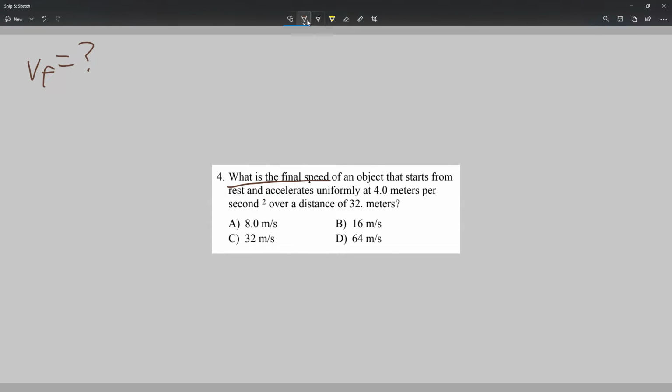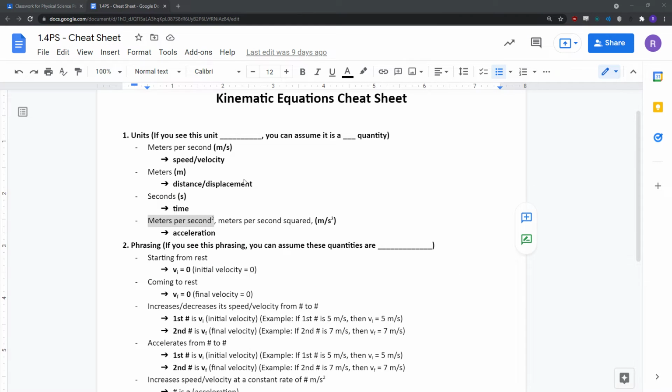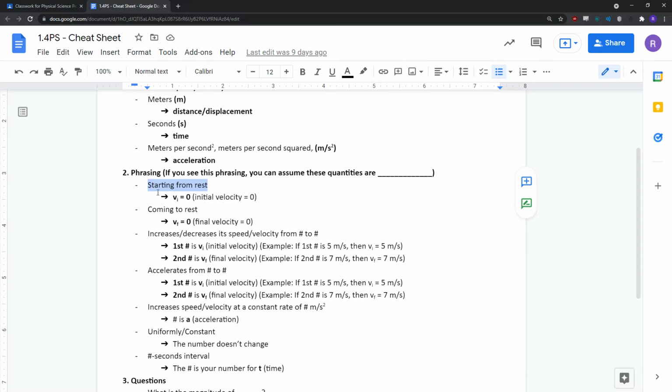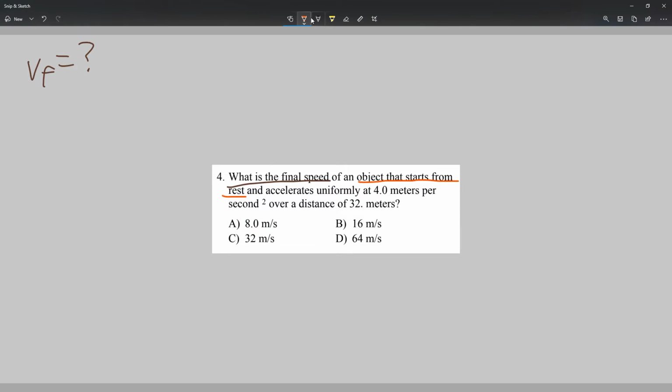Of an object that starts from rest. So this is a very specific phrasing. Starts from rest. Again, look at your cheat sheet. Starting from rest means your initial velocity is 0. So you can just say my VI is 0.